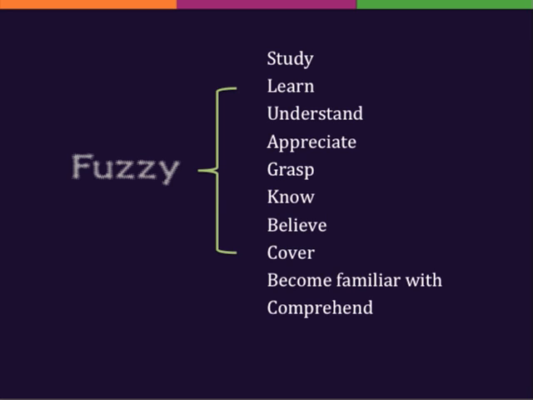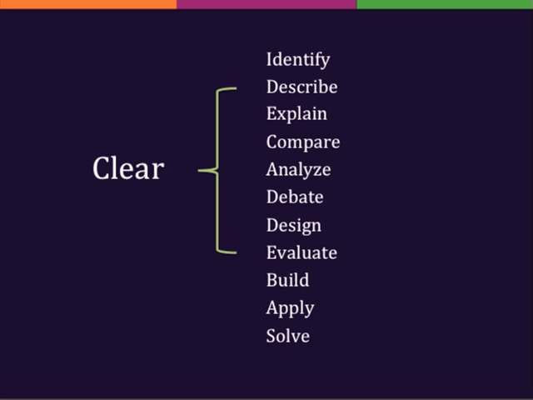In contrast, the following list of action verbs is more concrete and clear. When students do these things, we're able to see and evaluate how well they have done them. They are engaged with the material. This is a partial list from Bloom's taxonomy. A link to a more complete list will be provided at the end of the video.